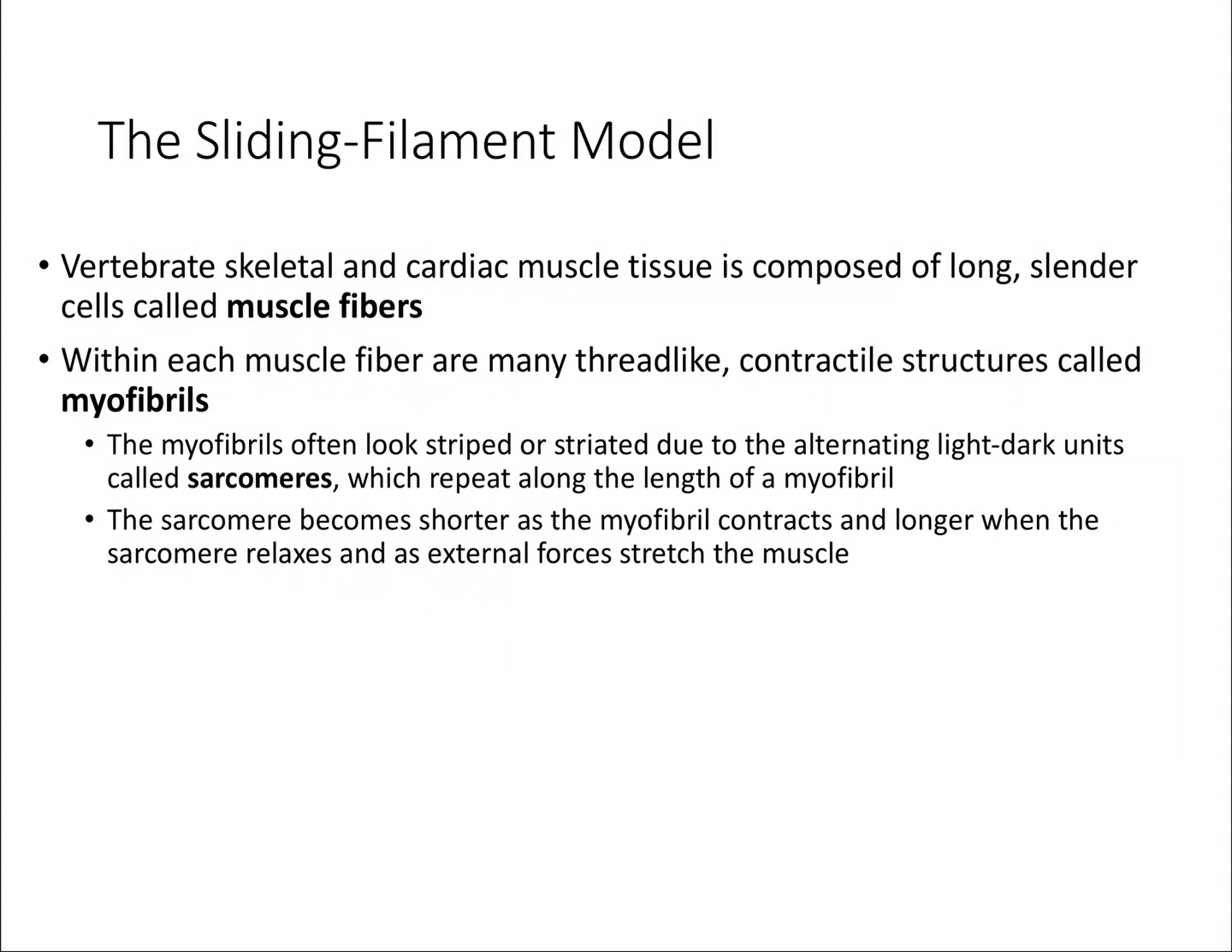myofibrils. If we look at the myofibrils, there are striped patterns due to light and dark alternating bands, and those are called sarcomeres, which are on the myofibrils, which are in the muscle fibers, which are the cells that make up muscle tissue. When a myofibril contracts, the sarcomere becomes shorter and smaller, and when the muscle relaxes, the sarcomere gets longer. You can imagine it like a Slinky, with all of the coils overlapping. That's sort of how it works.